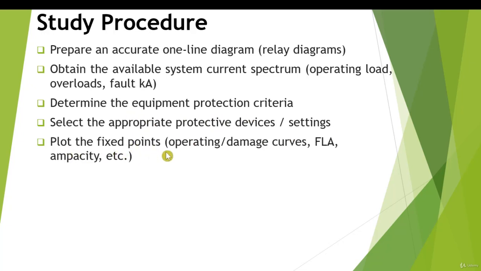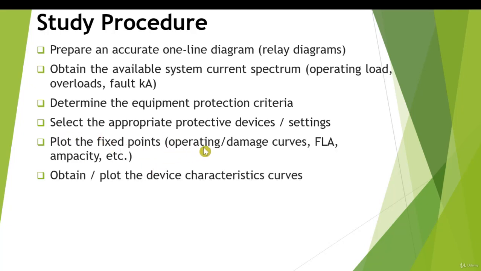Next is to plot the fixed points. So the fixed points are defined as various operating characteristics such as motor starting characteristics, damage curves for various electrical equipments, full load ampere, cable ampacities, and so on. Now, once you have plotted these fixed points on the time current characteristic curves, you can plot the relay characteristic curves and analyze the results.